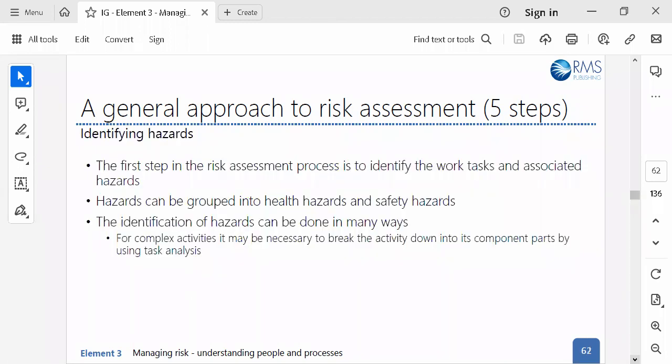Okay. The first step of risk assessment: identifying hazards. The first step in the risk assessment process is to identify the work, task, and associated hazards. Hazards can be grouped into health hazards and safety hazards. The identification of hazards can be done in many ways. For example, for activities, it may be necessary to break the activity down into its component parts by using task analysis. We use task analysis to break down the job or task into small steps, and then we identify hazards from each step.